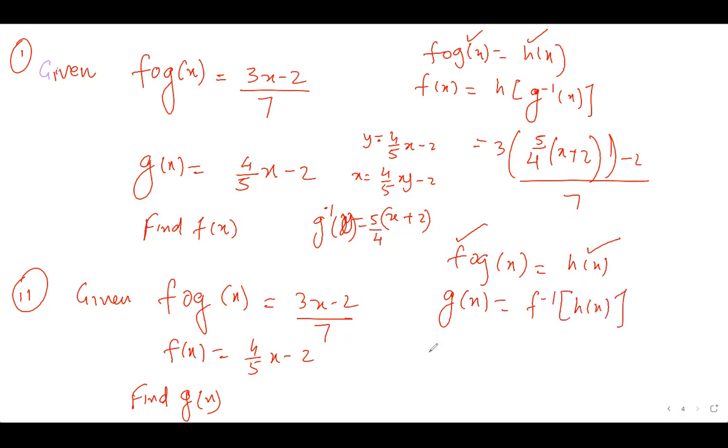So f inverse of h of x, the inverse of this function we already have got. So f inverse will be 5 by 4 x plus 2. Now replace this x with h of x, which is this. So it'll become 5 by 4 times 3x minus 2 by 7, plus 2. So that's nothing but your g of x. So this is how you decompose the functions, and I hope you have understood.